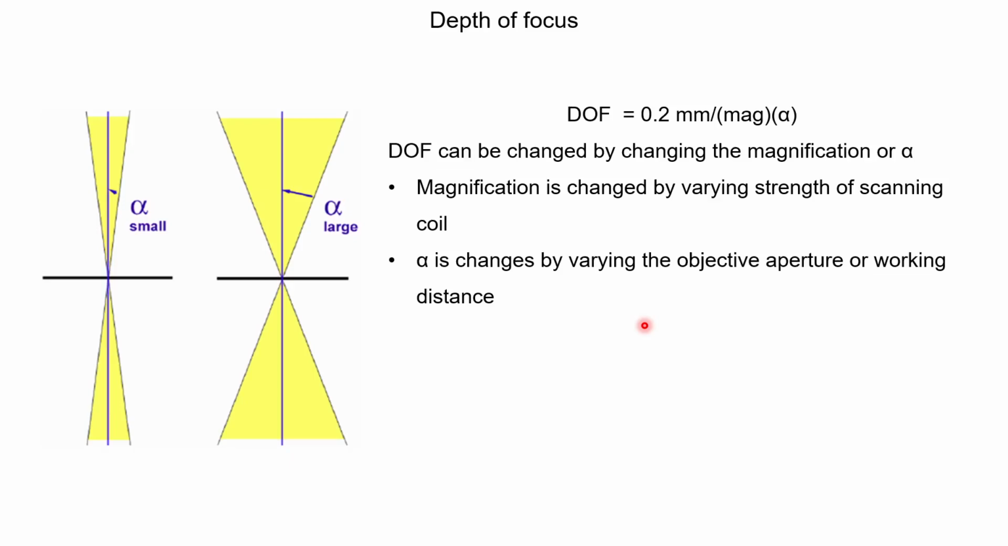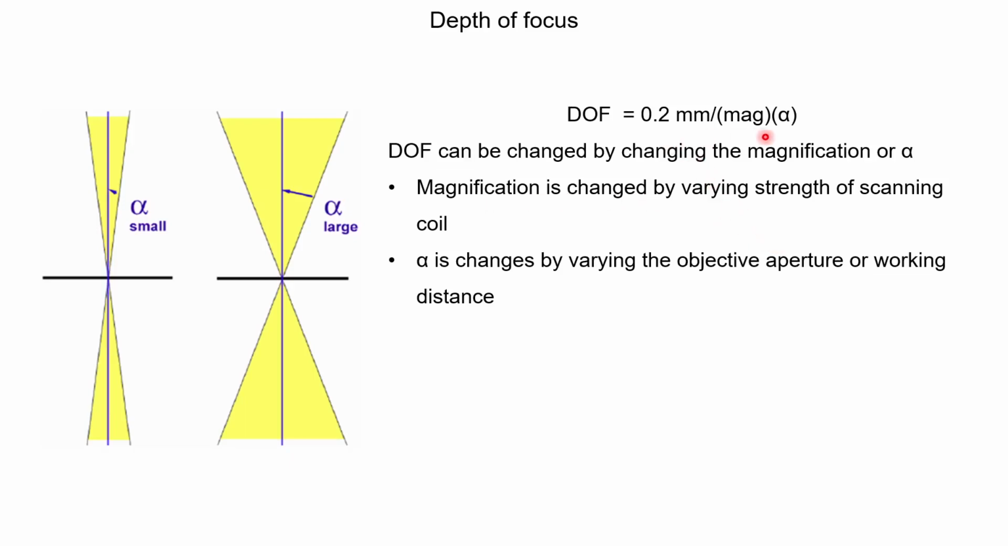So if you are scanning a smaller area, you will have a higher magnification, whereas if you are scanning a larger area of your specimen, you will have a lower magnification. And how can you change the area of the specimen which you are scanning? That you can change by just changing the strength of the scanning coil. So you can change the magnification not by any lens, just by varying the strength of scanning coils, or you can say just by changing the area which you are scanning.